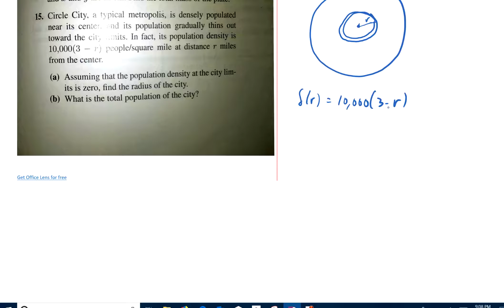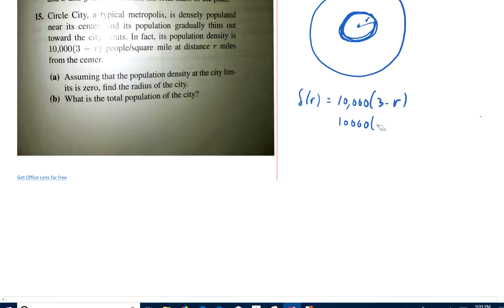Okay, so if r is equal to 2, say, 10,000 times 3 minus 2 is 10,000 people per square mile. That's anywhere in this band, in this circle, that's the density. That's what that means.